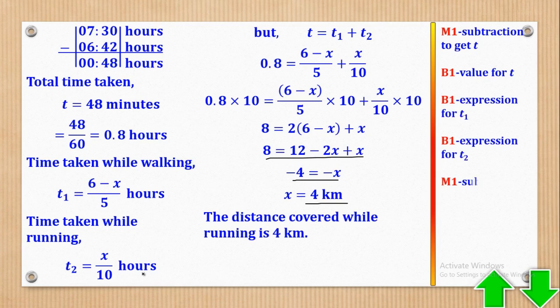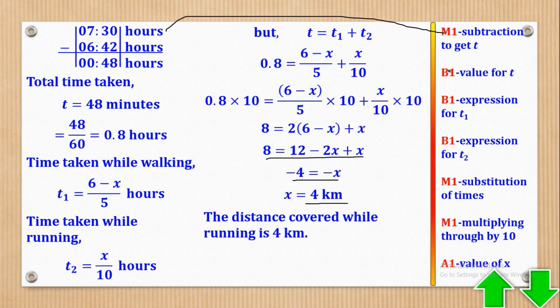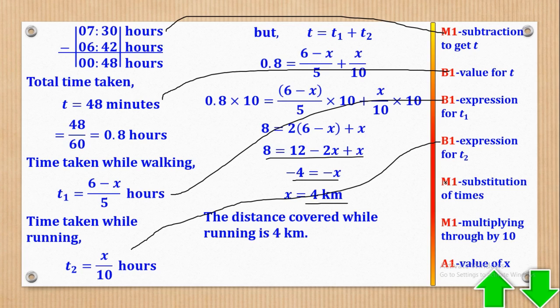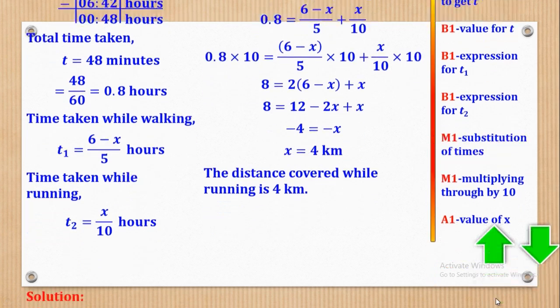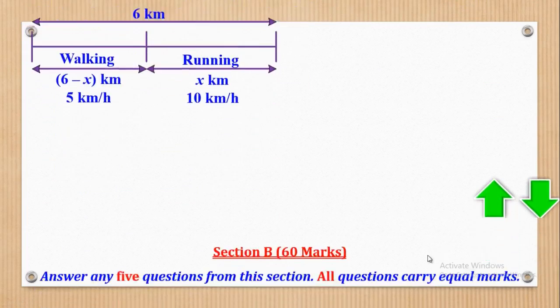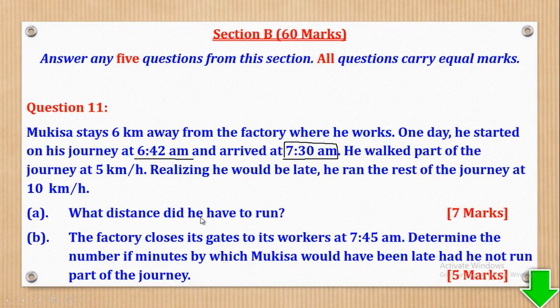So let's see how much can be awarded before we go to the next slide. M1 for subtraction to get the time, and B1 for the value of t, B1 for the value of t1, B1 for the expression of t2, M1 for substituting into the times, M1 for multiplying through by the LCD, and A1 for the value of x. So that was the distance he had to run.